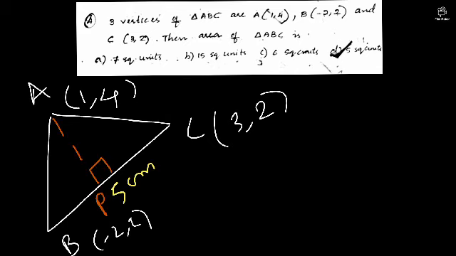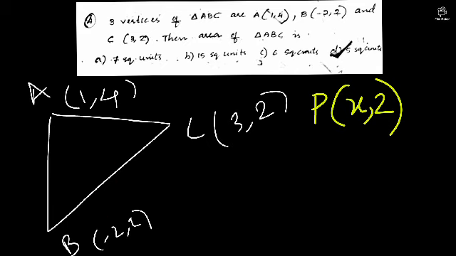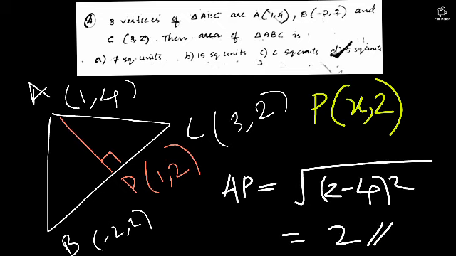Now we can drop a perpendicular from A to CB. The coordinate of this point, the foot of the perpendicular, will be some x comma 2. What is x? It is perpendicular to the point (1, 4), straight below it. Therefore x coordinate will be 1 and y coordinate will be 2. And now the length of the perpendicular should be root of (1 minus 1) the whole square plus (2 minus 4) the whole square. So it will be 2 centimeter.